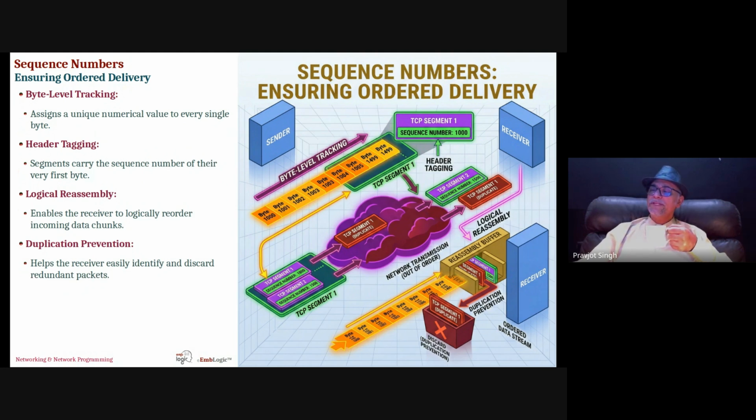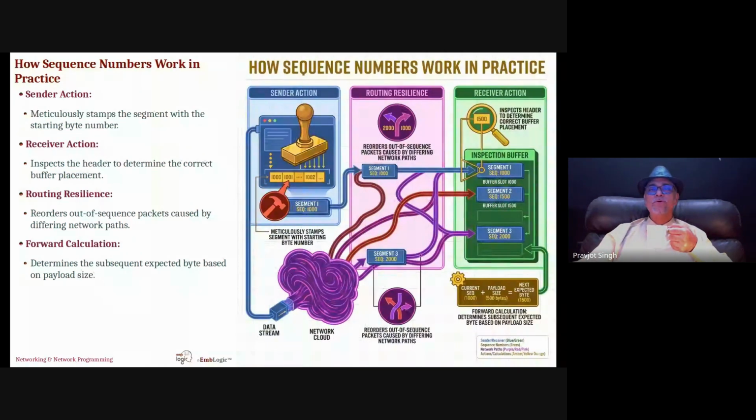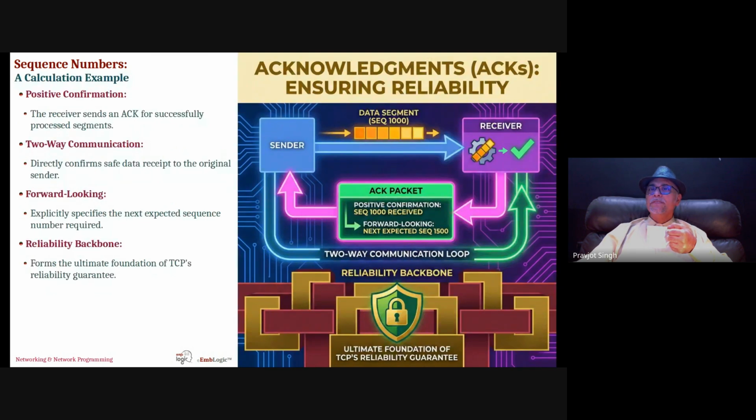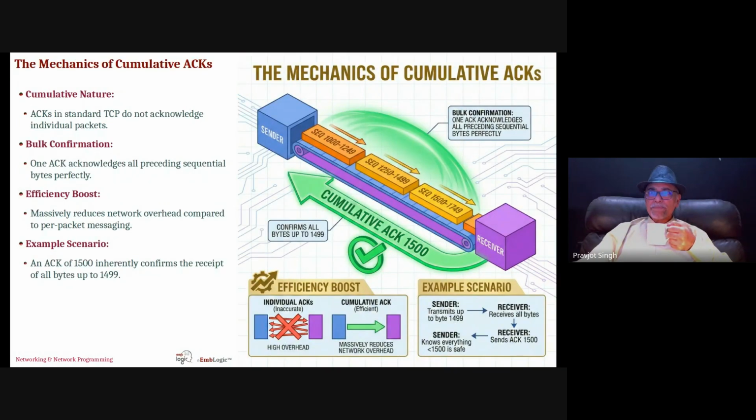Sequence numbers: I told you that every segment is sequenced, and every byte inside the segment is also offset. How the sequence number works and how its calculation happens, I explained to you last class. You remember that? Cumulative acknowledgements also: suppose you give ACK number 1500, it means everything below 1500, up to 1499, has been accepted. That is the cumulative acknowledgement that happens in TCP.